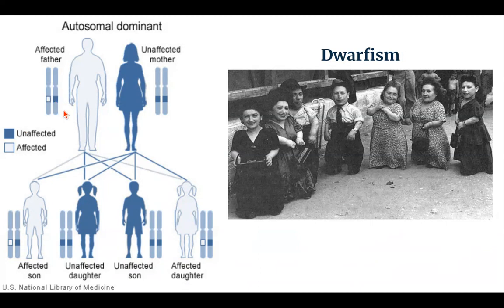normal allele. Now, these two children in the middle are lucky because they inherited a normal chromosome from the dad and a normal chromosome from the mom. Whereas these two on the sides in light blue, they have inherited the affected chromosome from the dad and a normal chromosome from the mom. So as a whole, he is affected, and she is also affected.